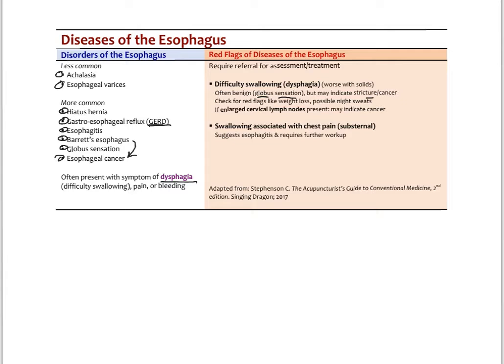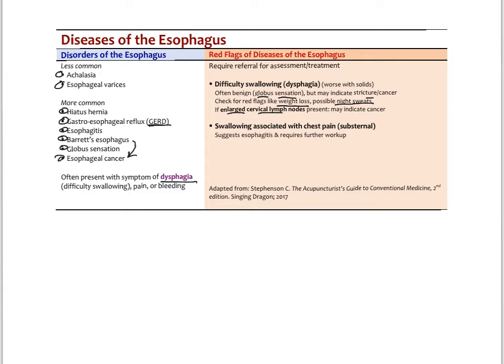Now, possible red flags for cancer, I'll just point out here, and we'll see this repeated over and over again, would be unexplained weight loss, where a person's like, yeah, I just lost 30 pounds over 6 weeks, and I haven't really been dieting. I've also been having night sweats, and especially if you feel any large cervical lymph nodes and whatnot. Those are all red flags for cancer assessment.